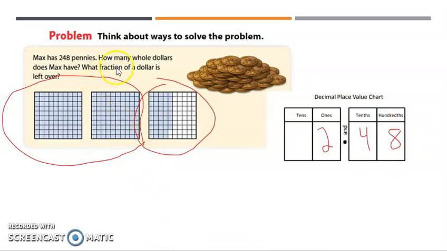It says, what fraction of a dollar is left over? This fraction of a dollar is 48 hundredths. It's 48 pennies out of 100 pennies. How would I read this? Well, if it was money, I could say $2.48. If it wasn't money, how would I read it? 2 and 48 hundredths. Good.